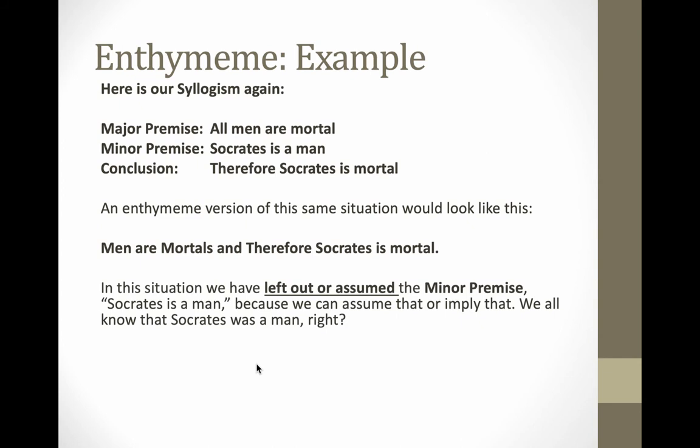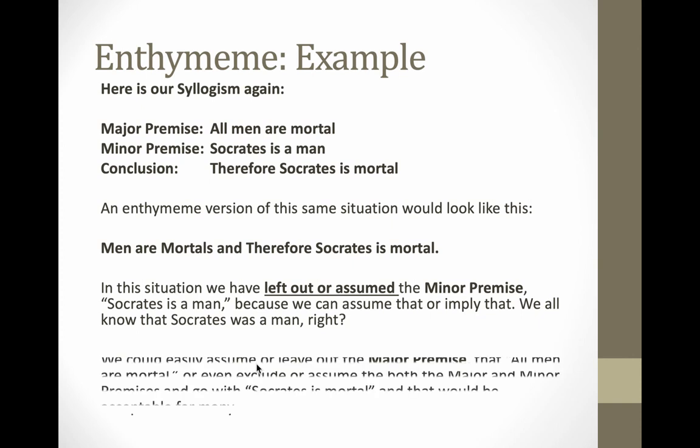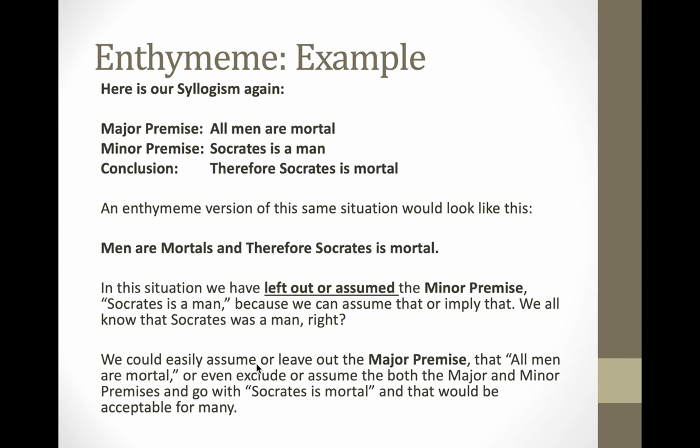I went ahead and made the assumption that my audience would already know that Socrates was a man, and therefore I didn't need to say it, which is in itself me making an enthymeme. All right. We could also easily assume or leave out the major premise that all men are mortal, and just simply say Socrates is mortal, or Socrates was mortal, if we're using the past tense more correctly. All right, I feel like most people could still accept that. It's not too much of a leap of logic, but that's it, leaving out everything but the conclusion.